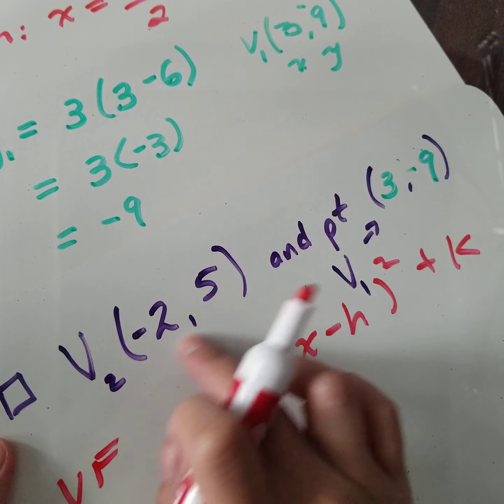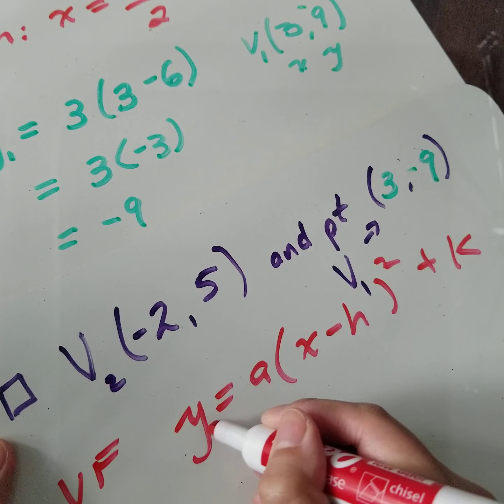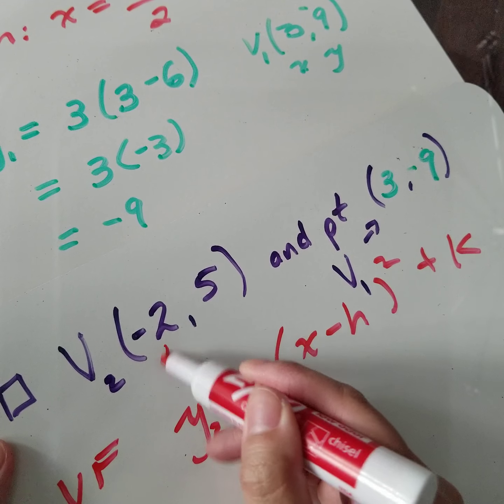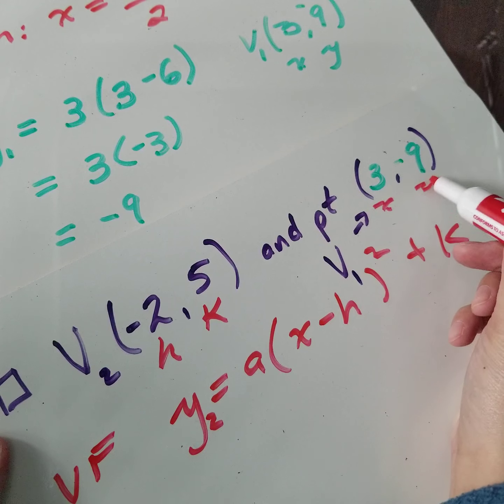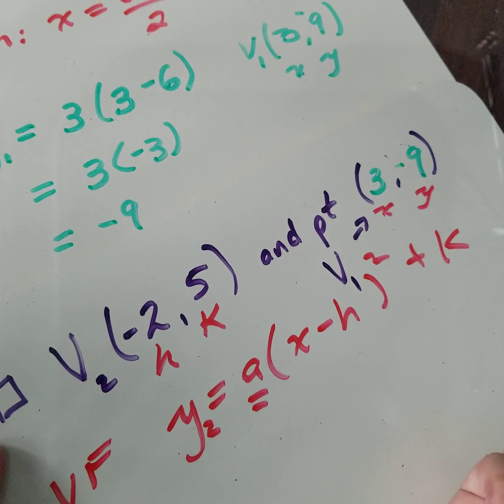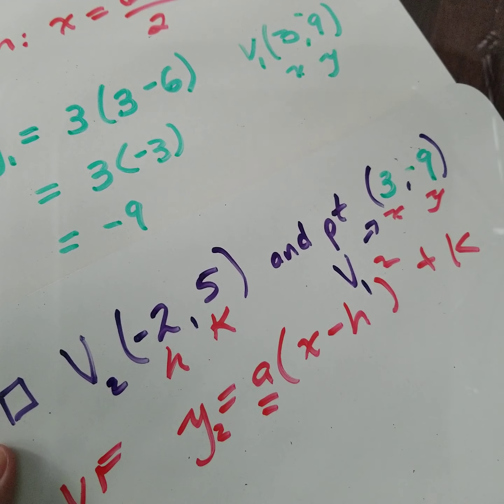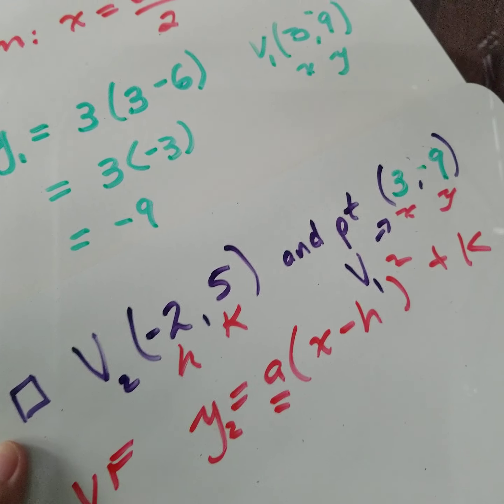The vertex for the second parabola that we want, so let's write y2 here. This is the appropriate h and k, and this would be our x and y point that we would write to solve for this a over here. So let's substitute the values that we have.